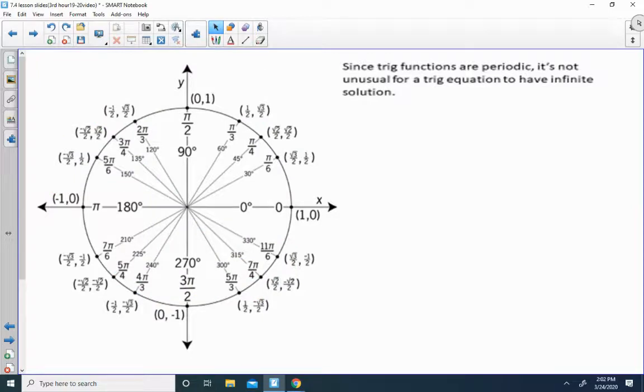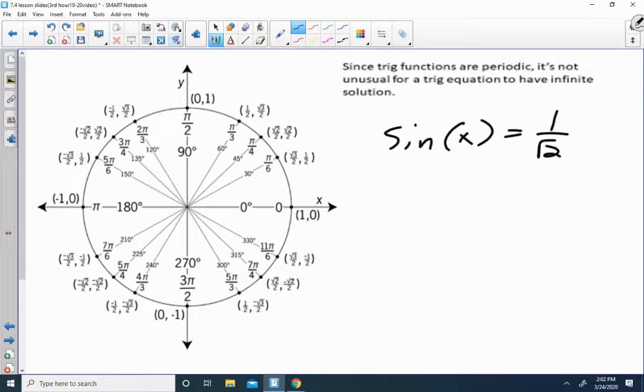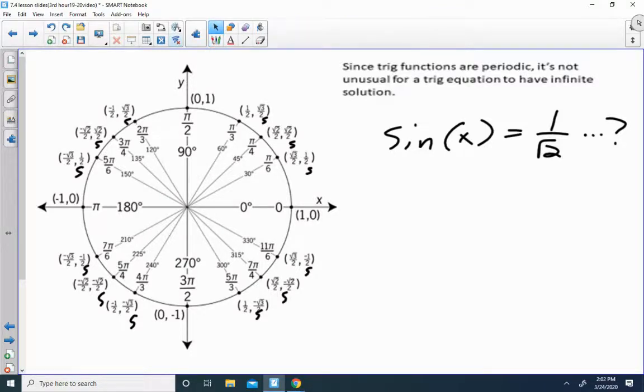Oh, wait a minute. We're looking for when sine of x is equal to 1 over root 2, right? Do you see anywhere where sine is 1 over root 2? No. Well, shucks, Miss Shulin. Where the heck is it? Just going to let you know right now, 1 over root 2 is on the unit circle. The thing is, it's not rationalized.